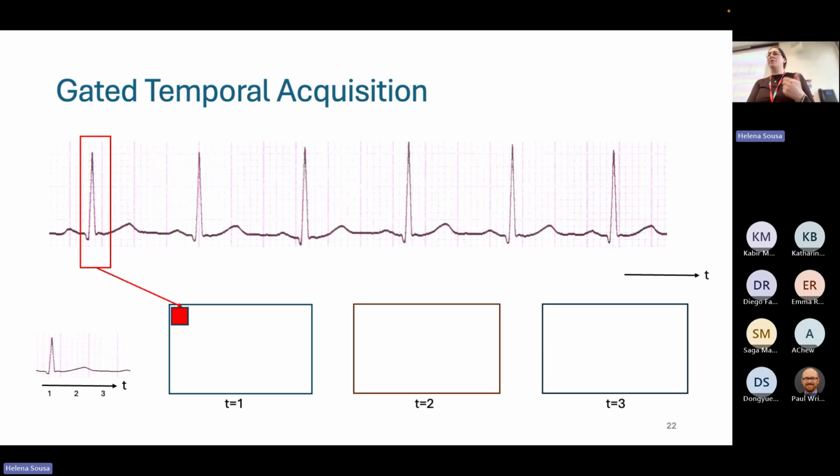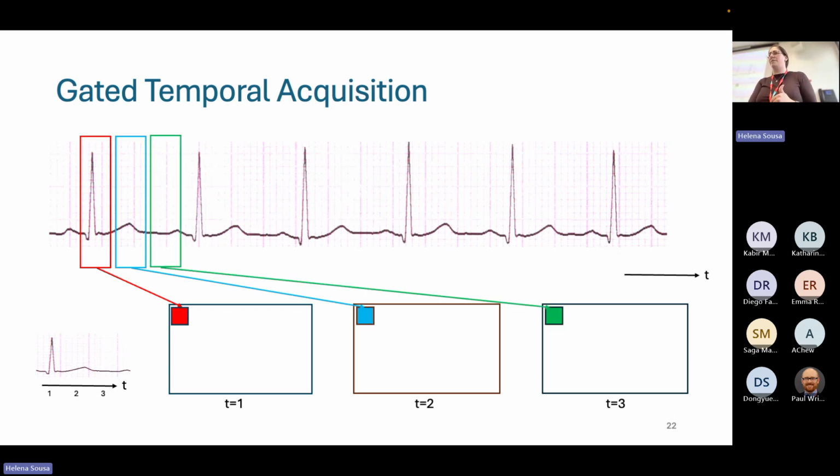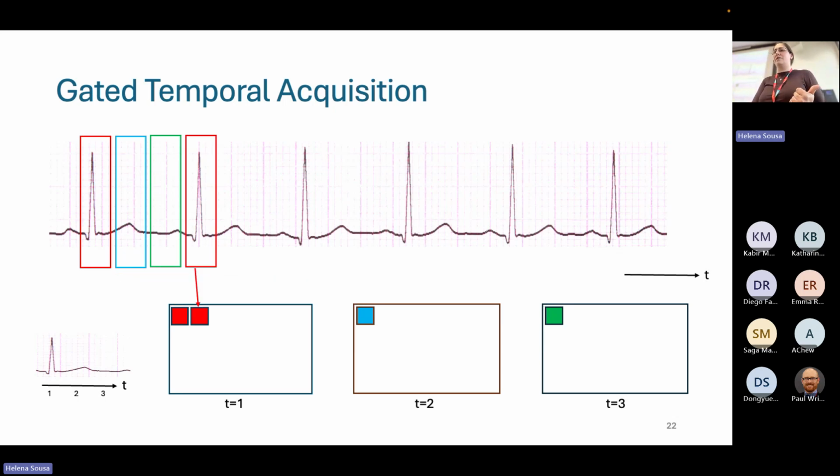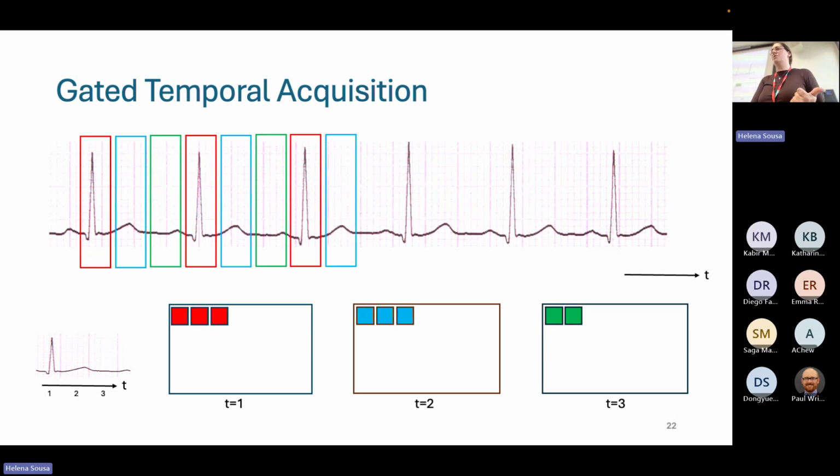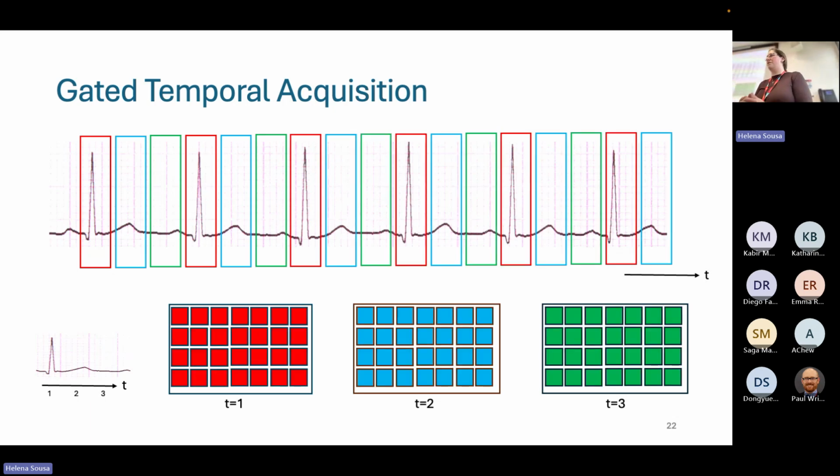Then as the timeline moves on, we enter our second window and we start to collect data for our second frame, and our third window we start to collect data for the third frame. But then time goes back to the first time frame, so we continue collecting for the first one, and the second one, and the third one. And we continue this process until we've filled up all 3 frames of the image data that we require.